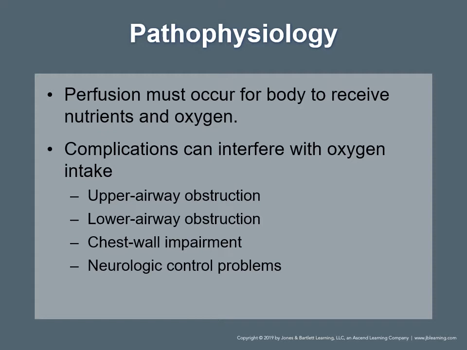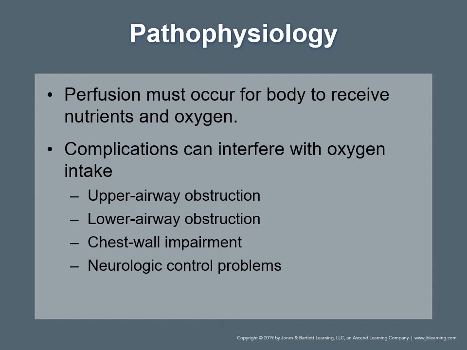Pathophysiology. For the body to receive the required nutrients and oxygen and dispose of waste products, adequate ventilation, diffusion, and perfusion must occur. Multiple complications can interfere with an ample intake of oxygen. Upper airway obstruction is caused by foreign body obstruction, trauma, or inflammation such as tonsillitis or epiglottitis. Lower airway obstruction is caused by trauma, obstructive lung disease, mucus accumulation, smooth muscle spasms, and airway edema.